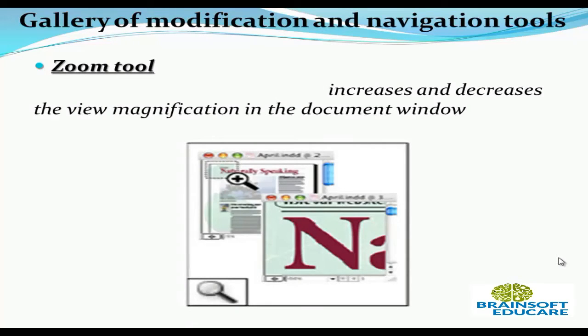Seventh, zoom tool. It is used to increase and decrease the view magnification in the document window. This is the example of the zoom tool, where we can zoom in on a particular object or font in the document window.